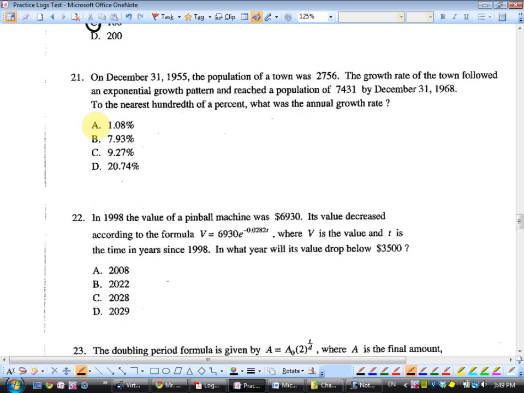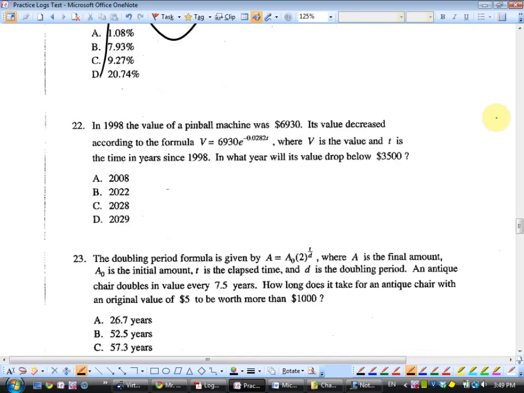Number 21, they're asking you to find the percentage growth rate. Nah. 22. Oh, base E, continuous growth. Did they give me the equation? Yep, which is how you'll know it's base E. If they use the phrase continuous growth, that's kind of a trigger phrase, but if I give you an equation with an E in it, then it's base E. If I don't, not base E.